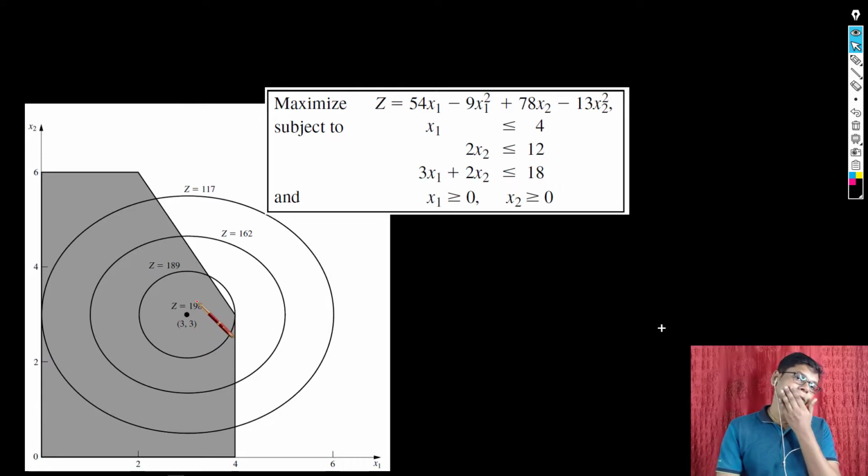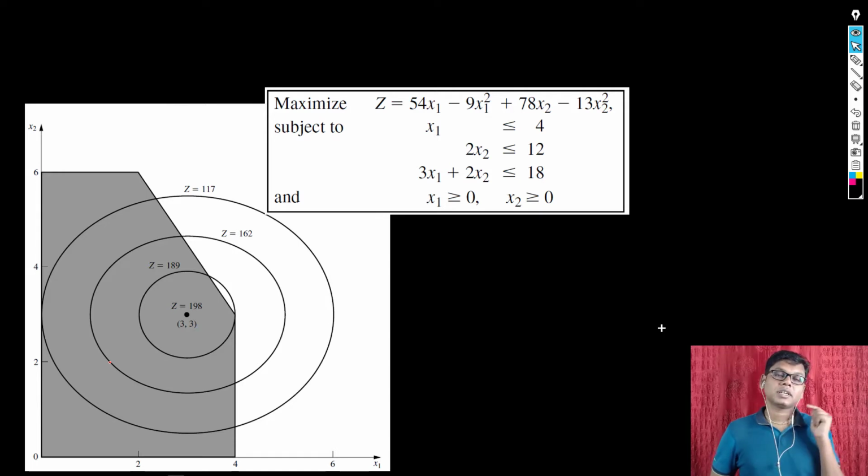Now obviously the value of z will be maximum at the center, because as the ellipse becomes smaller, the z value is increasing. So the value of z will be maximum at the center, and the center is lying inside the feasible region. Now see, in all the previous three problems the solution was lying on the boundary, but here the solution is lying inside the boundary. So nonlinear programming problems may have a solution which is inside the feasible region. It may not be on the boundary.